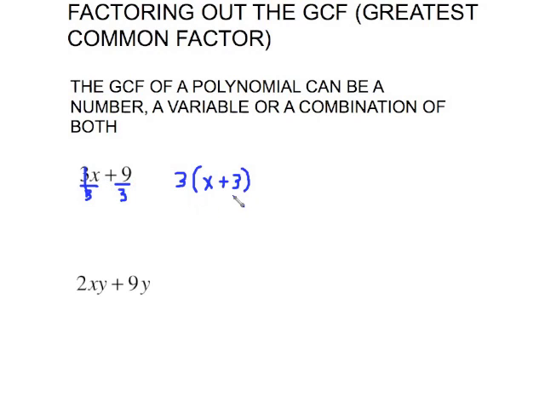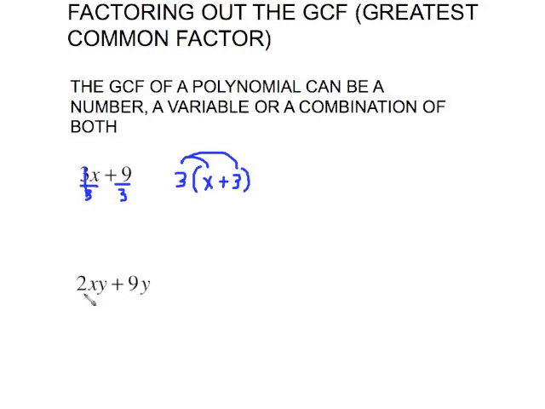These are equal to each other. This is factored, this is not. We can check this by going back and multiplying with the distributive property. 3 times x is 3x plus 3 times 3, which is 9. In the first example, the GCF was just a number.